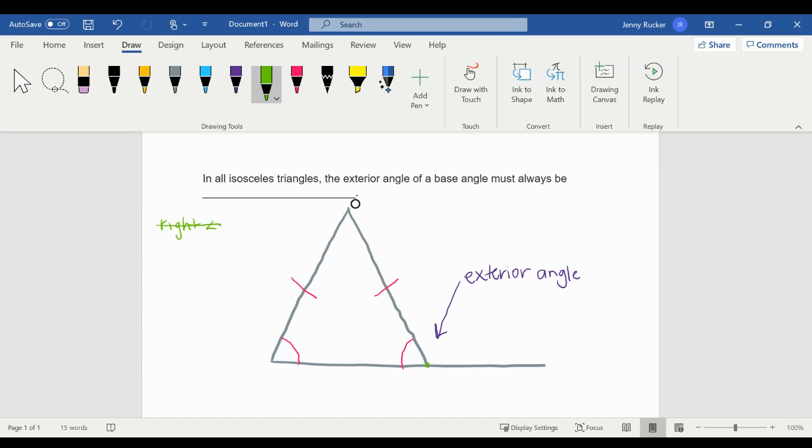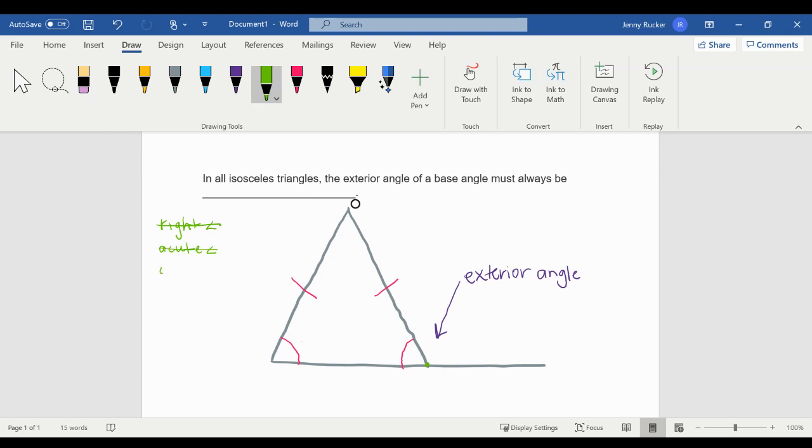Okay, let's take a look at acute angle. That's our next choice. So let's say that this exterior angle was 30 degrees. If that was 30 degrees, the adjacent angle, which is the base angle, would have to be 150 degrees. If that angle is 150, this angle is 150, and I already have 300 degrees in my triangle. This is not possible. So this exterior angle cannot be acute.